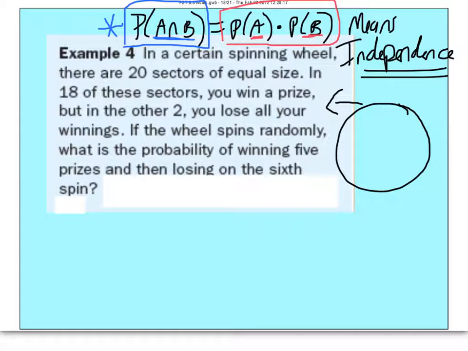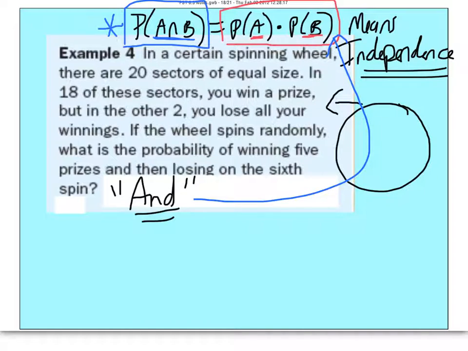So in this case, what they want us to find is the probability that the first is a win, and the second a win, and the third, and the fourth, and the fifth, and the 6th one is a loss. So keep in mind what I'm saying here on the probability is ands. I'm not saying or. When you have an and probability, in most cases, the way to do it is to go ahead and multiply.